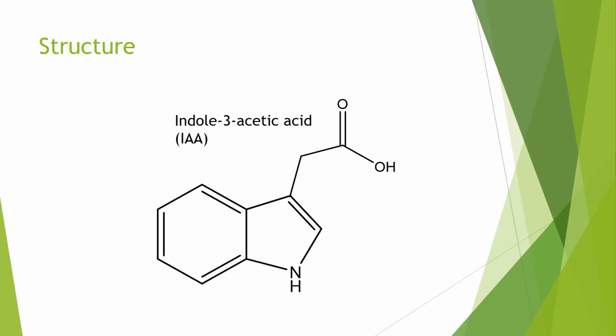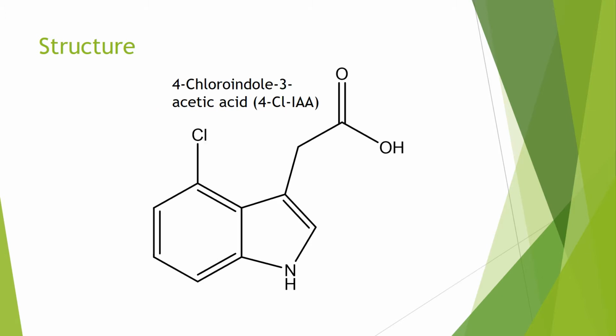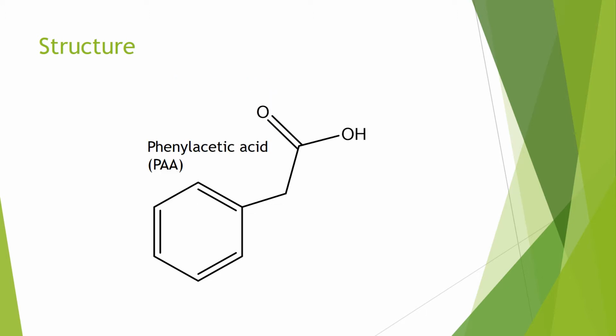Moving on to structures, first looking at IAA, we see it's got an indole ring and a carboxylic acid group. Now the distance between the carboxylic acid group and the aromatic group in auxins needs to be about 0.55 angstroms, which will not be conserved across my diagrams. Here we have IBA, which has a longer chain carboxylic acid group. You can also add substituents to the indole ring, like in 4-chloroindole 3-acetic acid. And instead of an indole ring, you can also just have a phenyl ring, like PAA shown here.